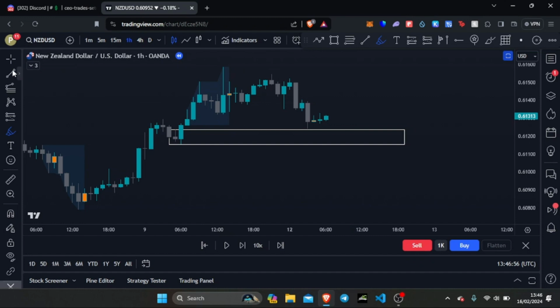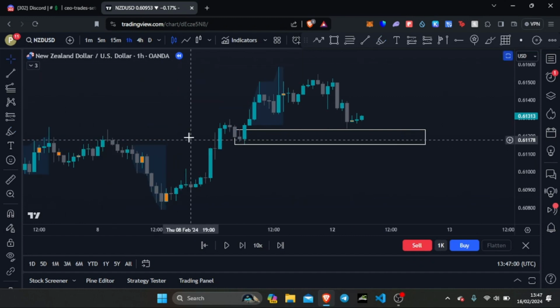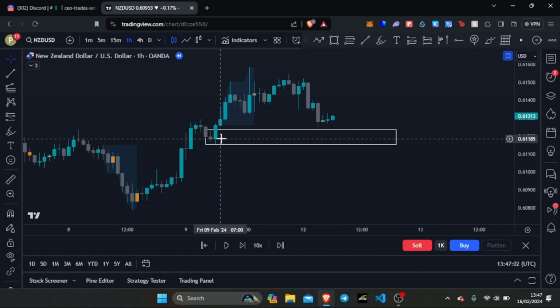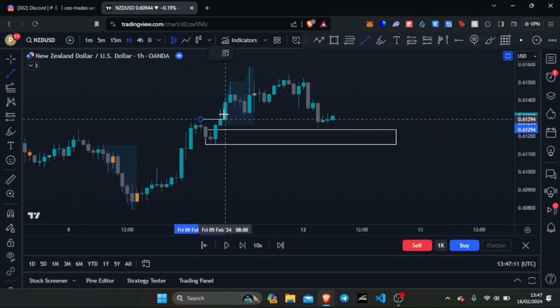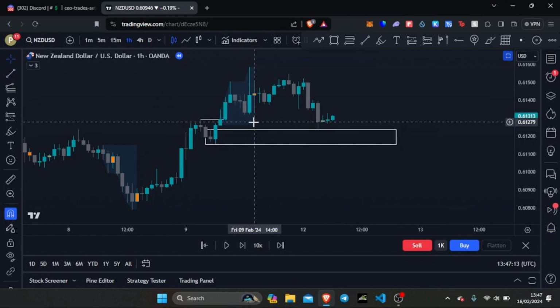So now that we've understood exactly what an order block is, the next thing that we do is we identify where they are. So on this instance, on New Zealand dollar versus the US dollar, this is an area where price has very clearly broken structure to the upside.